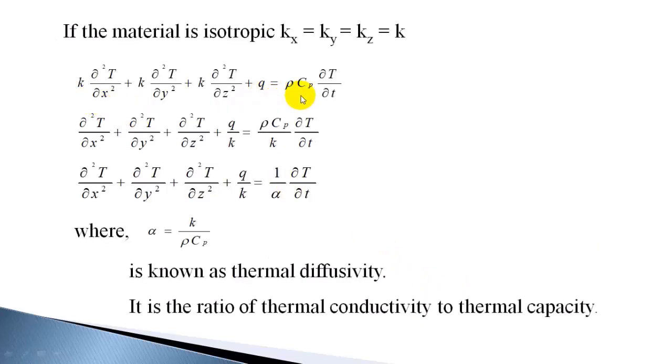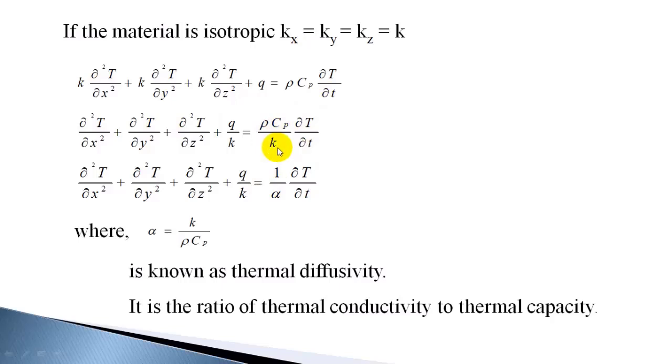Plus q is equal to rho Cp del T by del t. Now, if I divide the entire equation by k, k gets cancelled in these three terms. Q by k will be equal to rho Cp by k del T by del t. So we will get this equation.